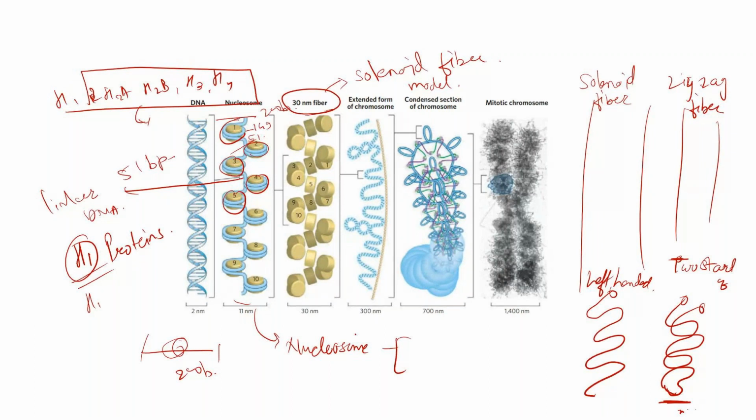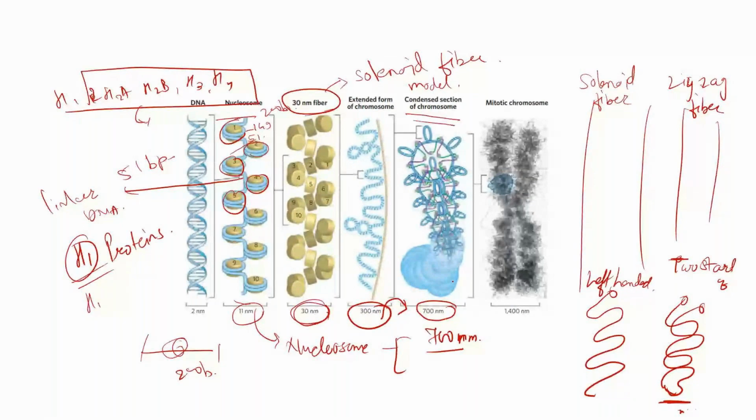So now this nucleosome is now 30 nanometer, right? First it was 11 nanometer nucleosome, now that is 30 nanometer nucleosome fiber, which is also called the solenoid model. Now this solenoid model is compacted to give rise to an extended form of chromosome of 300 nanometer. This is again condensed to give a diameter of 700 nanometer, a more compacted form. And finally this is the condensed chromosome.